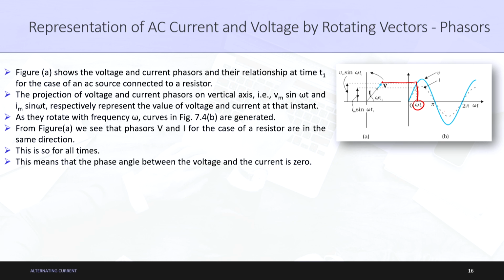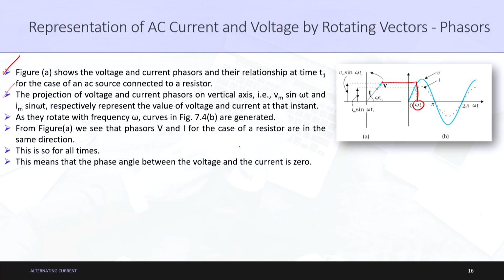Okay. So figure A shows the voltage and the current phases and the relationship at time t1 for the case of an AC source connected to a resistor. Please remember, this is only for the case of an AC source which is connected to a resistor. For a case of inductor or capacitor or the combination of all of them, this sequence may differ. Okay. The next thing is the projection of voltage and current phasors on the vertical axis, that is Vm sin omega t and Im sin omega t respectively, represent the value of voltage and current at that instant.